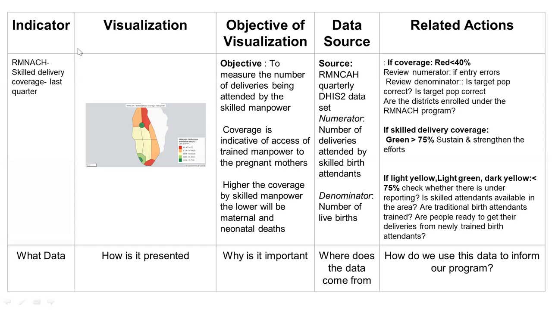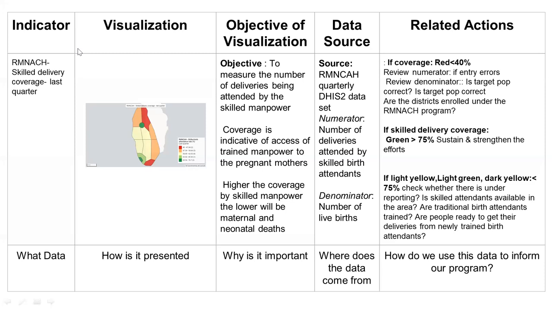And if the skilled delivery coverage is green, the darker portion, the legend showed more than 75%. So we need to sustain the efforts and strengthen them further. If it is light green, light yellow, or dark yellow, it means the coverage is less than 75%.